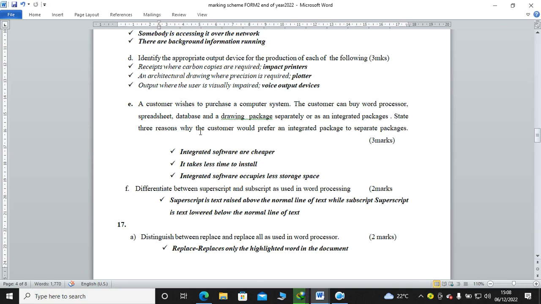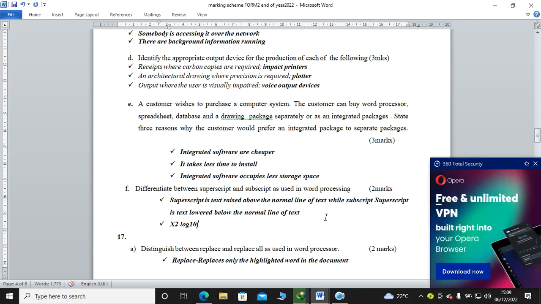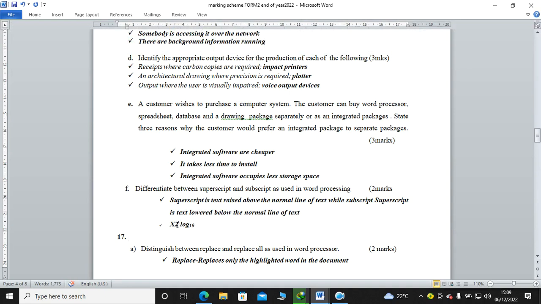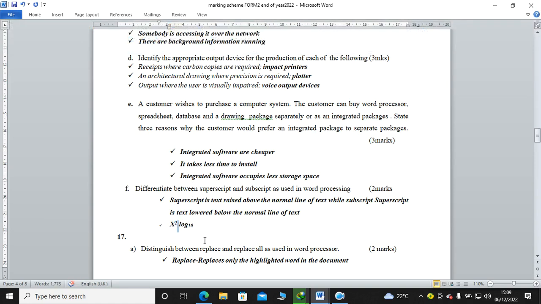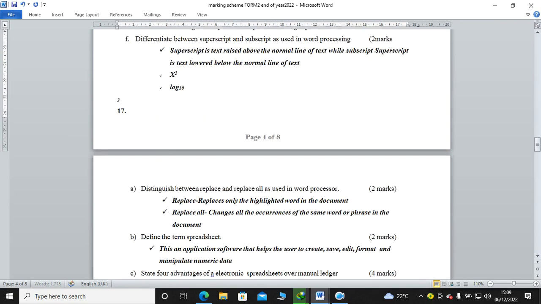So we have subscript and we have superscript. It is important to understand the two features in Microsoft Word. For example, if I type x2, then I type log 10. If I highlight this, go to Home, and click this one, you see now this goes down. This is subscript, but now this is x squared, Home again. So here we have this is superscript and this is subscript. So we go to the next question, number 17.